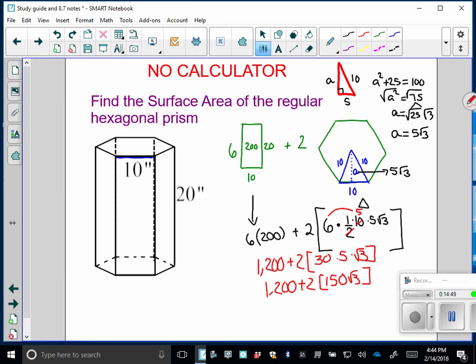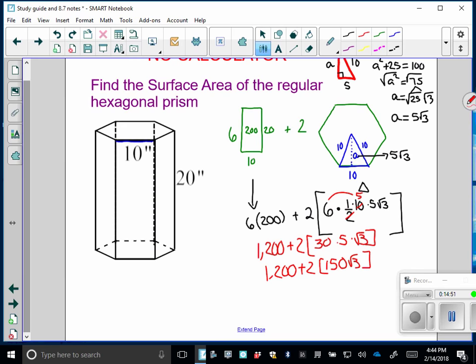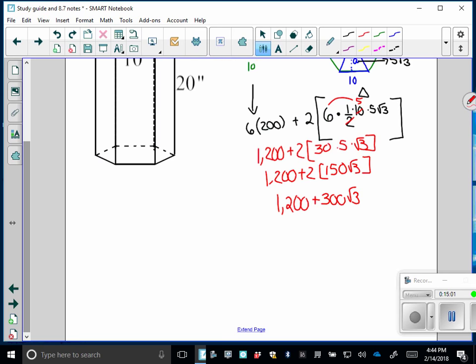So that's 1,200 plus 2 times 150 root 3. Scrolling down just a bit, that gives us 1,200 plus 300 square root of 3. That's the final answer, because those are not considered like terms. So squared inches. Let's just kind of zoom out.